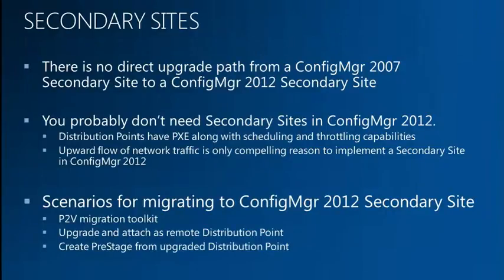But I would really challenge all of you to think about why you would even need a secondary site in 2012. Really, the only reason is to control the upward flow of traffic. Outside of that, there's really no compelling reason for that, because PXE, scheduling and throttling are all attributes on a distribution point. So I really challenge you to think about why, if you had thousands of secondary sites, you really need thousands of secondary sites for those particular things. The majority of our TAP customers, we did see them go to distribution points exclusively.